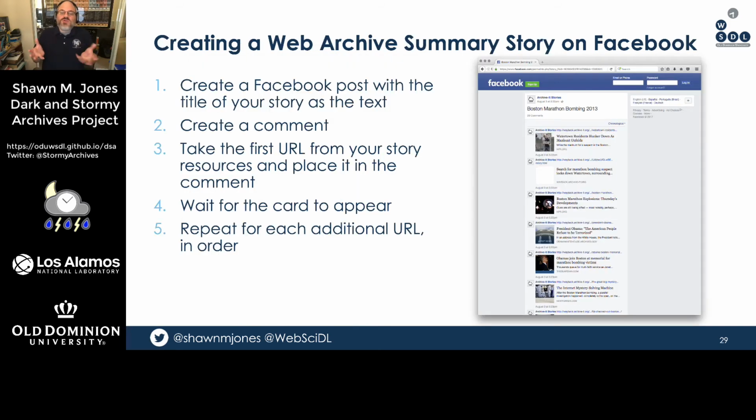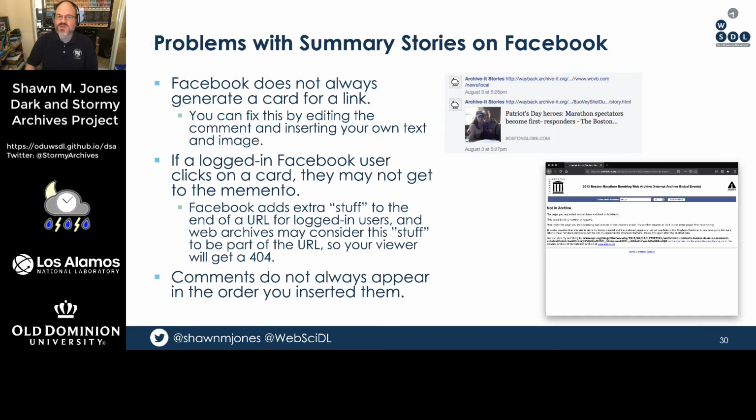Now we could use Facebook, creating a Facebook post with the title of your story as the text, then create a comment, take the first URL from your story, your list of resources, and place it in the comment. Wait for the card to appear, and then repeat for each additional URL. And we were really excited about this concept because we thought all we need to do is just use Facebook for what it's good for, its ability to produce these cards.